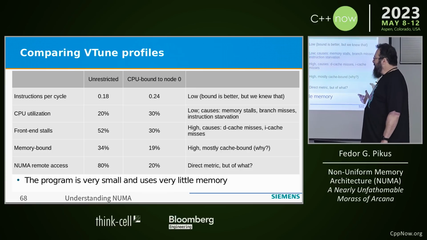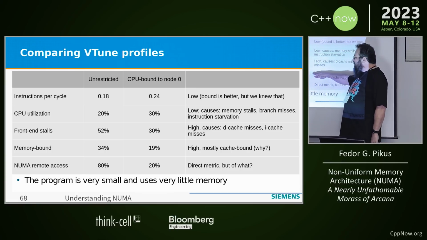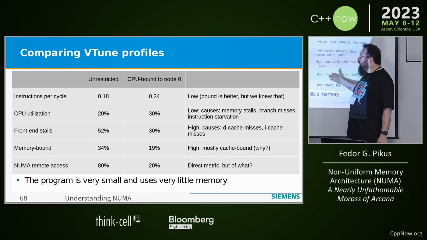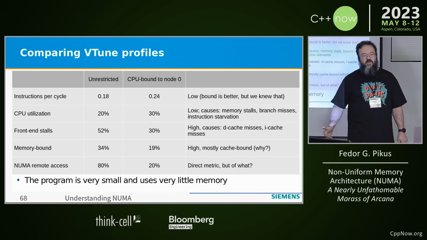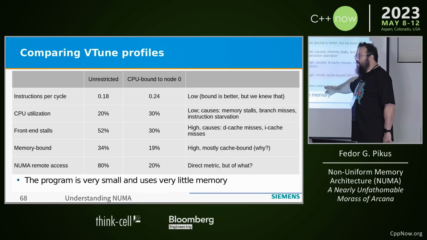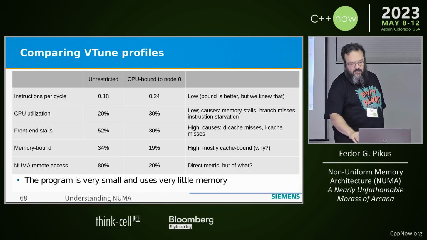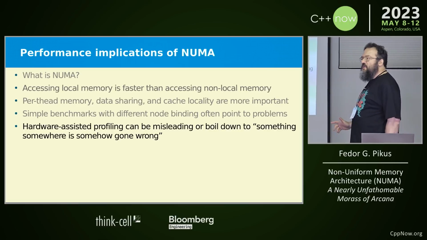And the memory bound metrics confirm it, that it's not so much DRAM bound, it's cache bound a lot, but it doesn't have enough memory to significantly hit the main memory. And yet, it's very heavily NUMA bound. And there is this front-end issue.